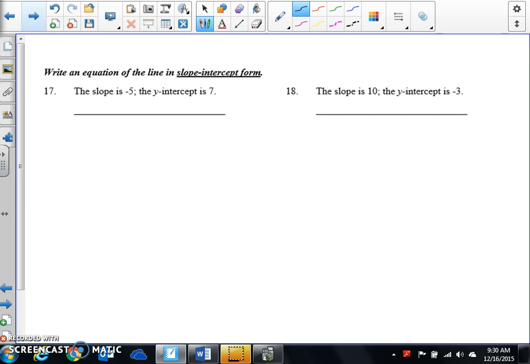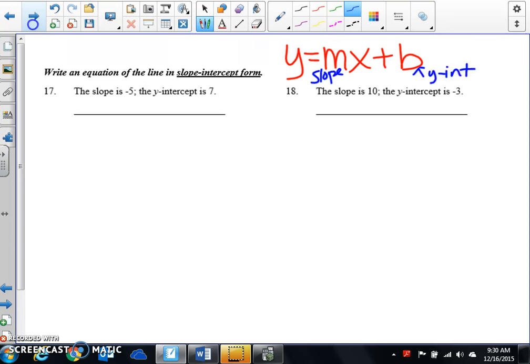All right, write an equation of the line in slope-intercept form. All right, so slope-intercept form is y equals mx plus b. And these are honestly pretty straightforward. They tell you, so m is the slope, b is the y-intercept. So they just gave us all the information we need, so we just plug in. So y equals, the slope is negative 5, x, the y-intercept is a positive 7. Over here, y equals, the slope is 10, and then x, the y-intercept is a negative 3, so just minus 3.